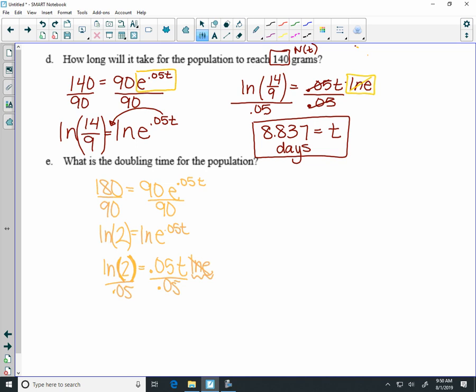Here, we should expect more than 8 days. When I put ln of 2 and divide the whole thing by 0.05, I got 13.863.